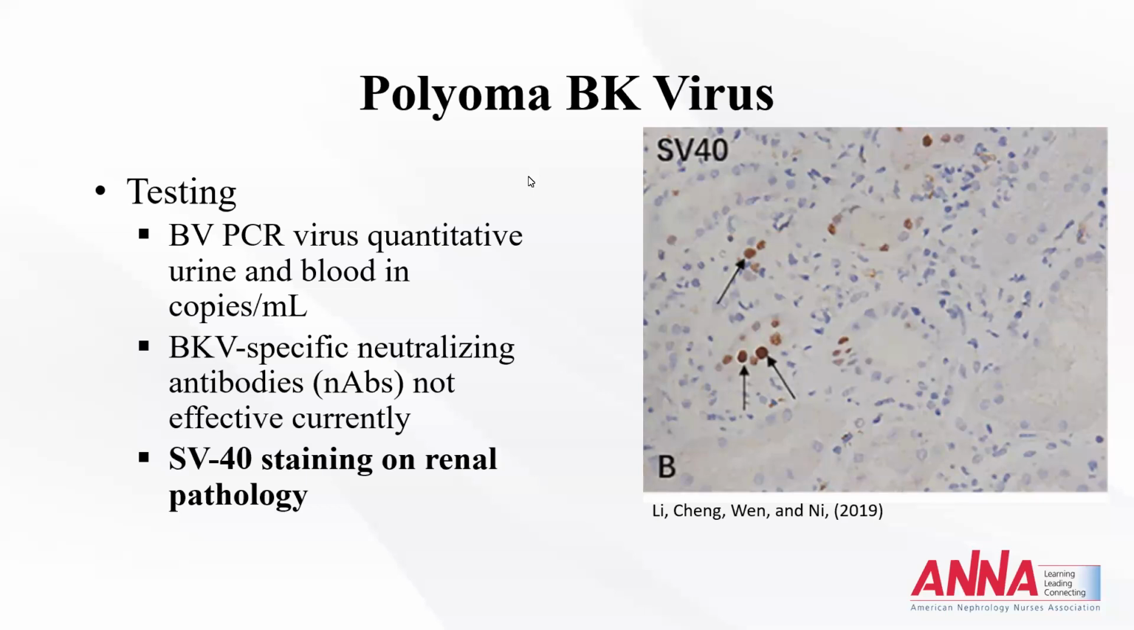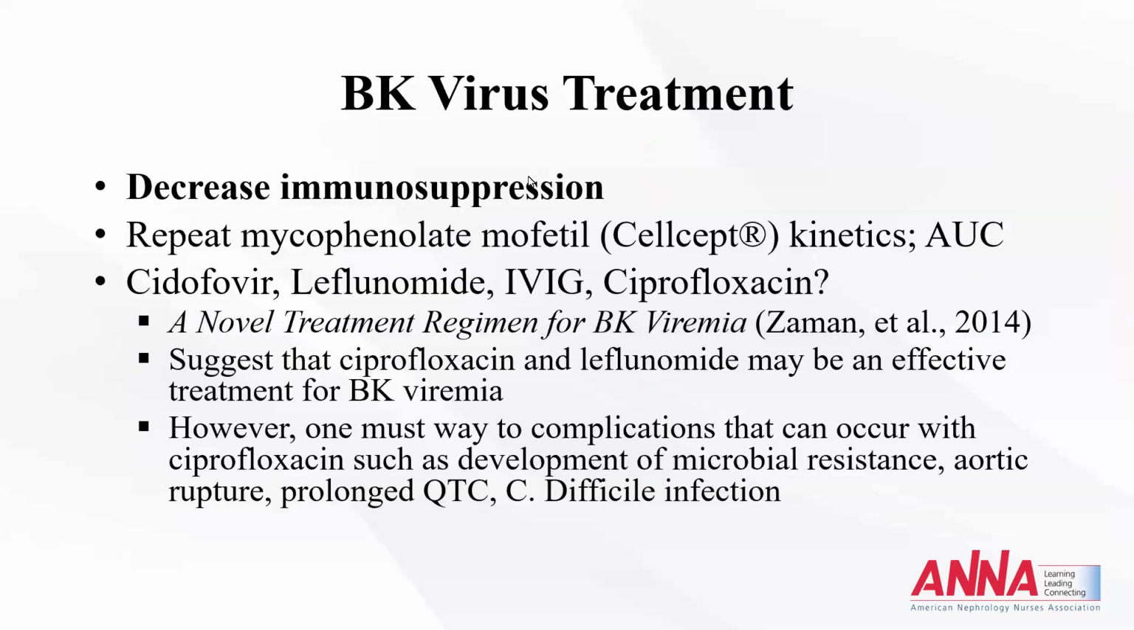It's a specific stain for polyomaviruses that will then show, per this nice renal pathology here, they light up as a brownish color, and you're able to see the degree and the location and how severe it is on the biopsy. And they can even grade and score it for you to tell you how bad your BK nephropathy is.